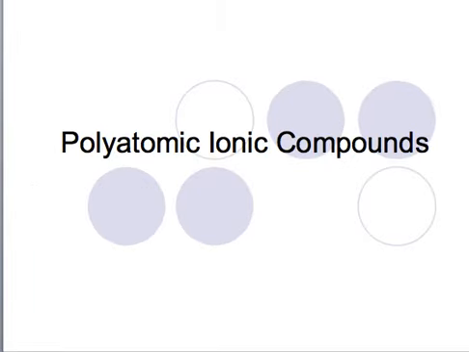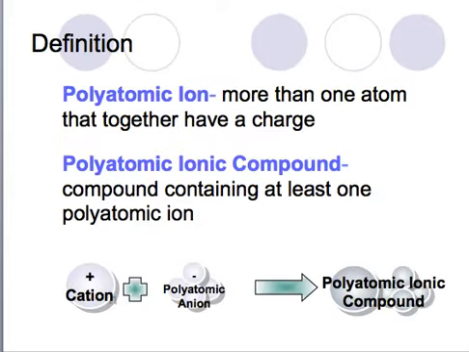All right, let's look and see what happens when we have a polyatomic ion on the end of our compound. This is the second type of naming that we're going to look at. Polyatomic means more than one atom, because that's poly and atom, that together have a charge. And you've learned these for your quizzes.